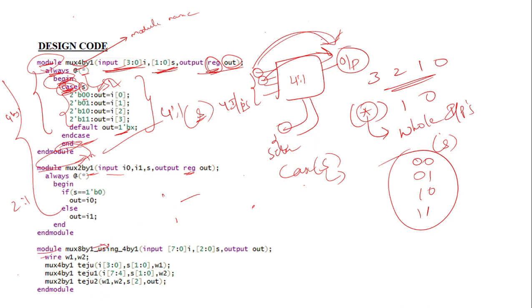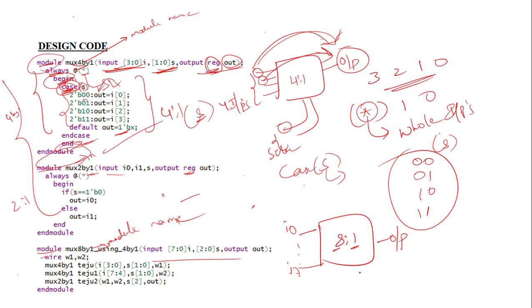Module, followed by the module name. You can write any module name here. I write module mux 8 by 1 underscore using underscore 4 by 1, like that. For an 8 by 1 mux there are 8 inputs, I0 up to I7, and a single output. You must remember that a multiplexer has multiple inputs but only a single output. That's why 8 by 1 means 8 inputs and a single output.